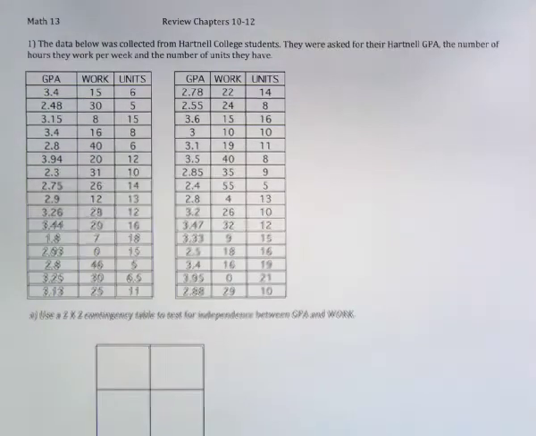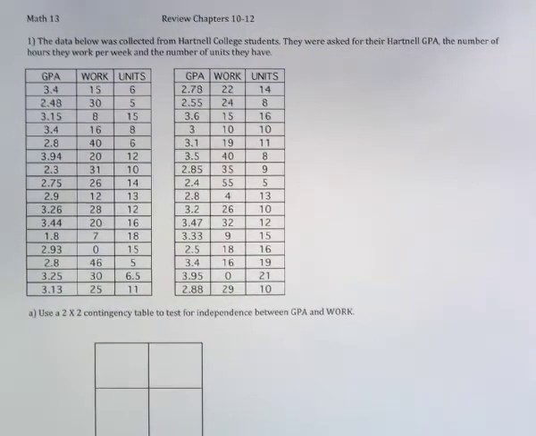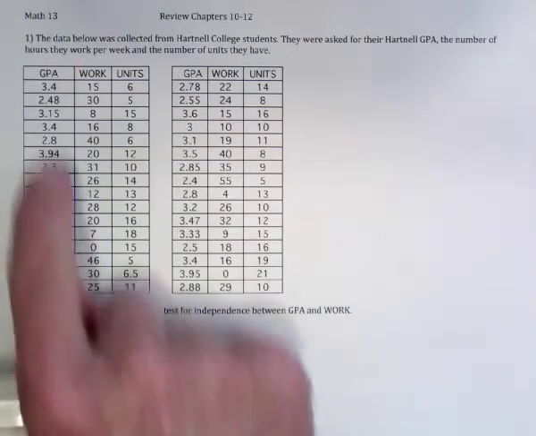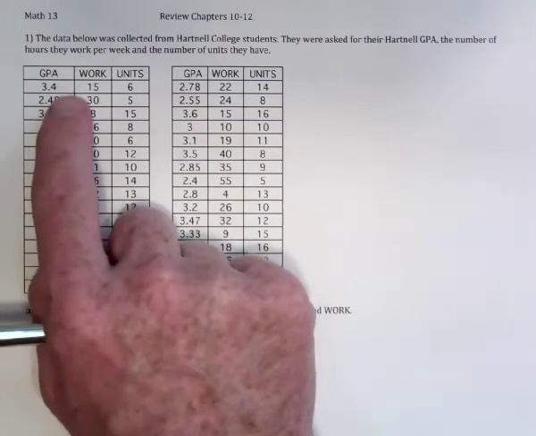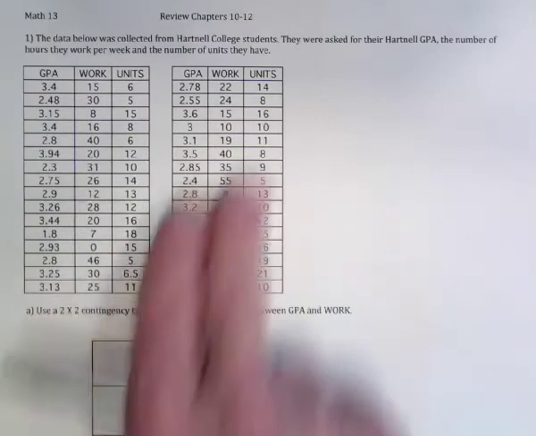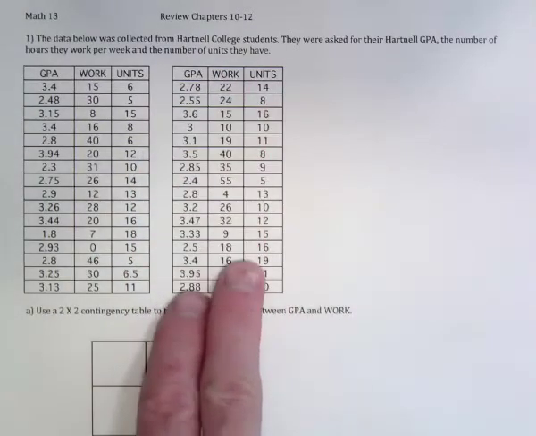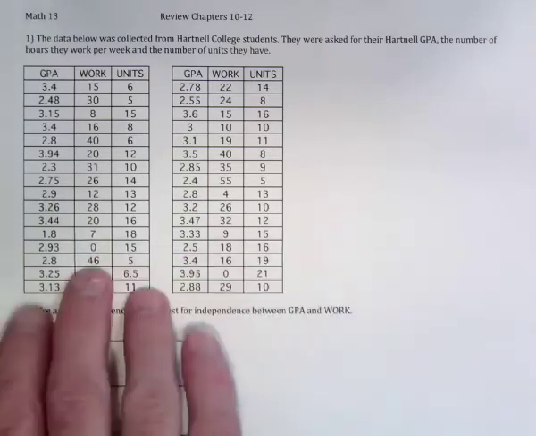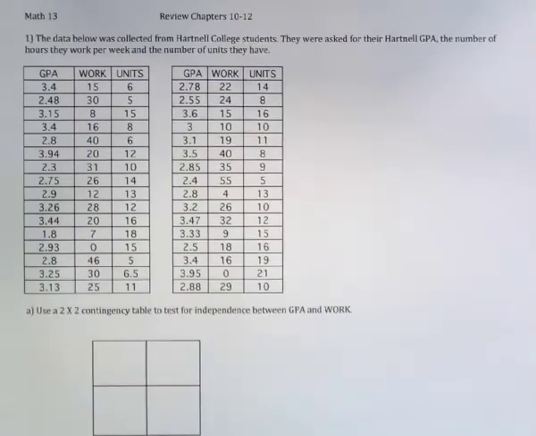Okay, now for the chapters 10 through 12 review. Each of these chapters is pretty small, that's why I lumped 3 of them together. So with this data, the GPA, hours of work, and how many units people are taking, this is actually meant to be one long list of data. So it's a grand total of 32 people.